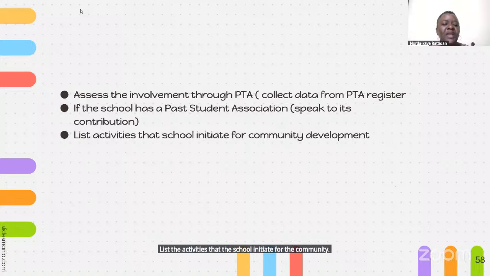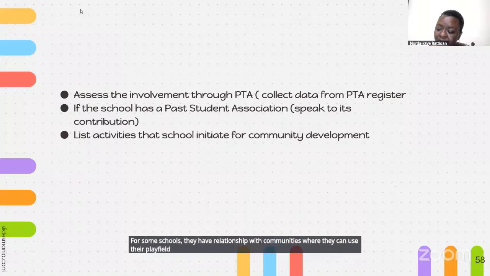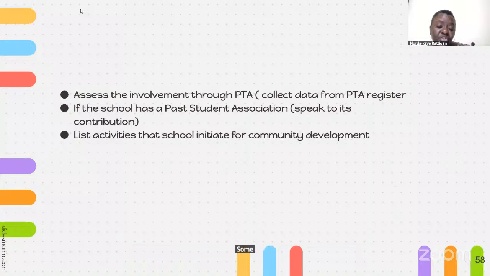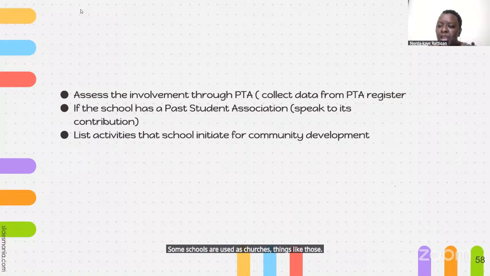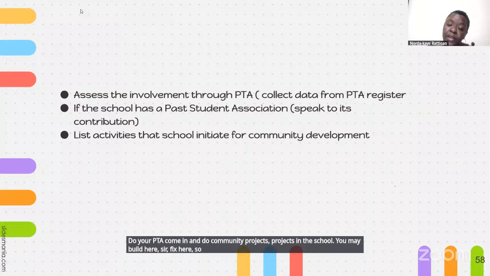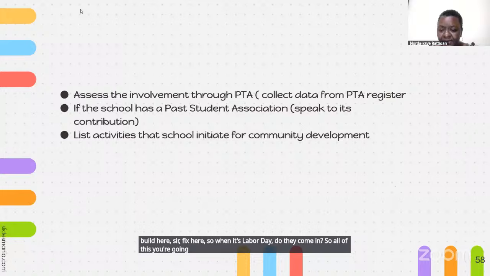For some schools, they have a relationship with communities where they can use their playfield for sporting events. They use the school grounds for events in the community. Some schools are used as churches, things like those. Do your PTA come in and do community projects in the school? You may build here, fix here, so when it's Labor Day, do they come in? So all of this you're going to look at and evaluate.